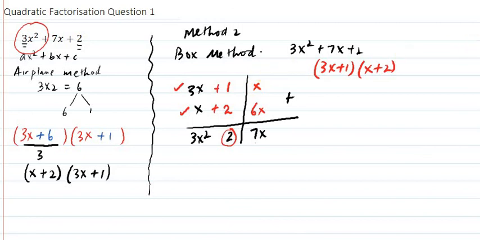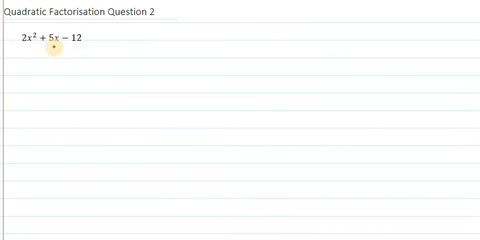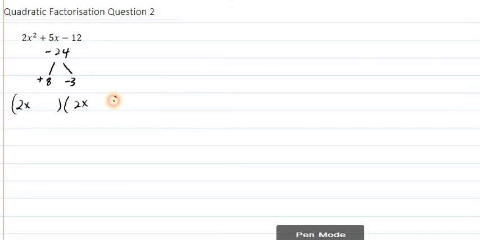So let's try another sum here. 2x squared plus 5x minus 12. Method 1, 2 by minus 12 is minus 24. Two factors of minus 24 that will sum to 5. Since it is negative, the larger value must be positive. I'm thinking about 8 and negative 3. 8 minus 3 will be 5. So write it as 2x squared, which is 2x by 2x, and then positive 8 minus 3.